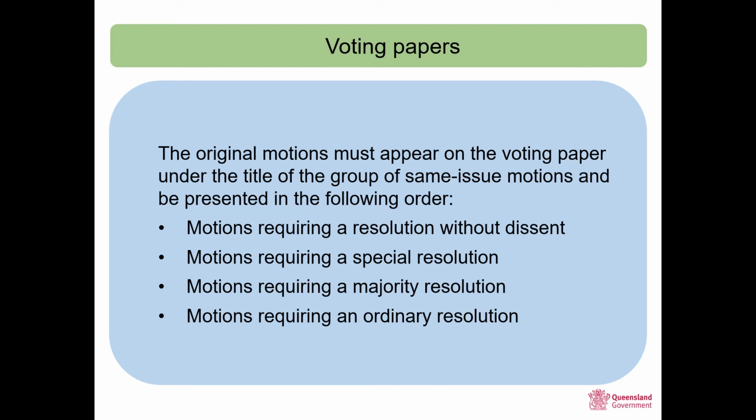To remove any doubt, it is declared that if a group of same issue motions includes open motions and motions to be decided by secret ballot, the voting paper for the open motions must only list the open motions, and the secret voting paper must only list the motions to be decided by secret ballot.